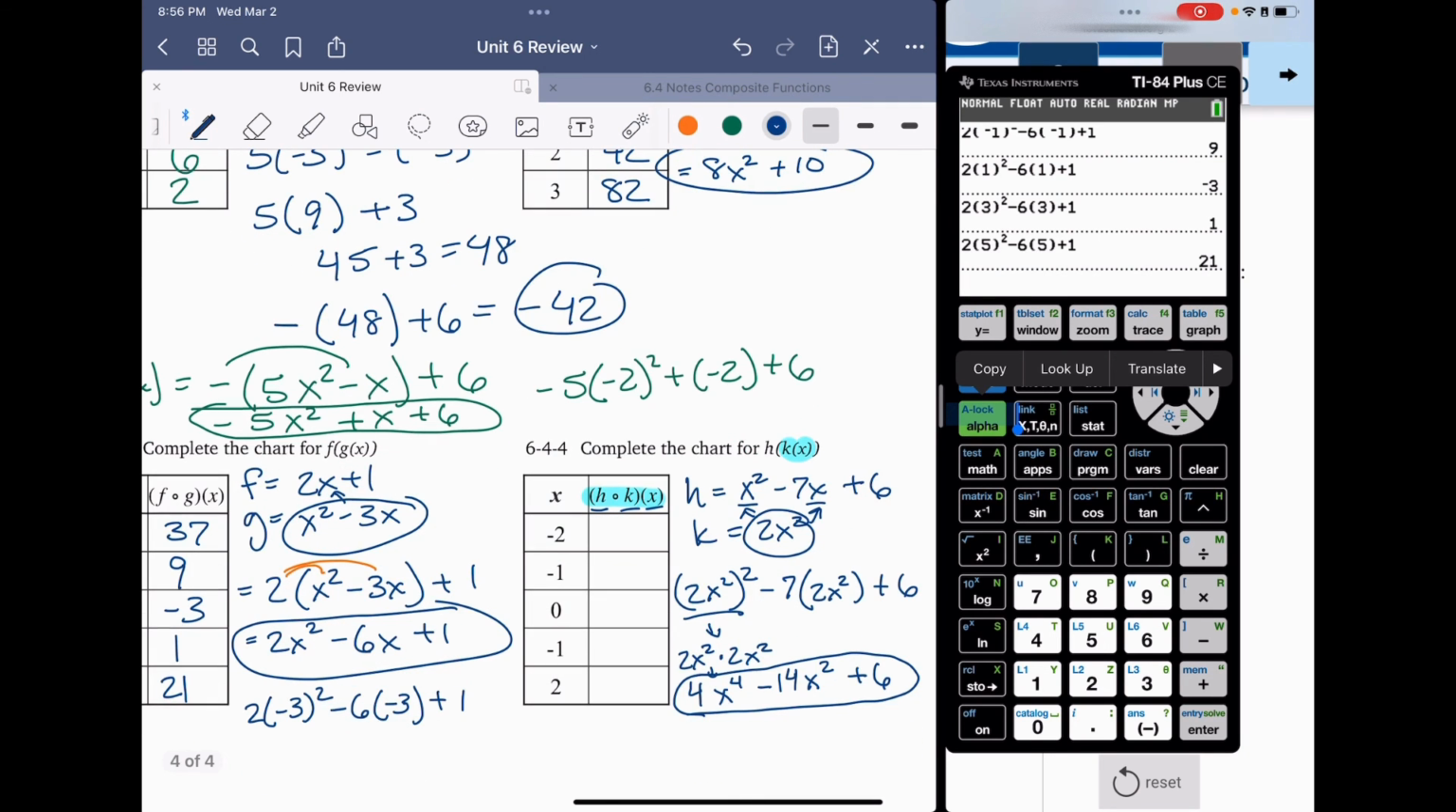So the first value we're going to plug in is negative 2. I'm going to write down that one so I know how to put it in my calculator: 4 times negative 2 to the 4th power, minus 14 times negative 2 squared, plus 6. So this is what I'm going to put in my calculator. 4, and then in parentheses, negative 2, parentheses. Now I need to go to the 4th power, so I can't just use the square button.